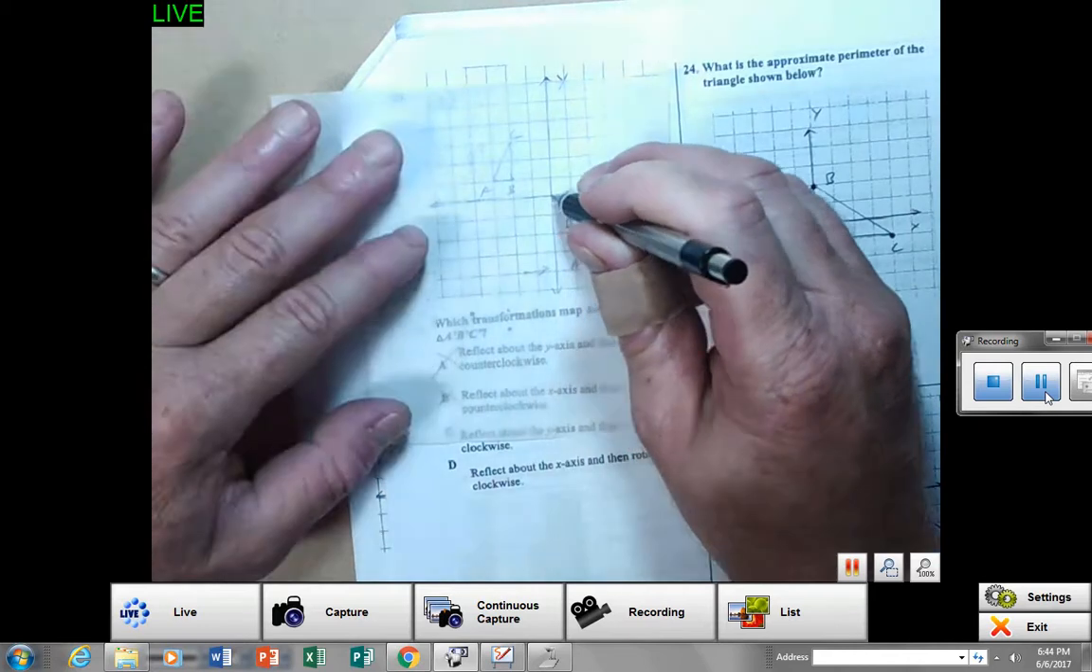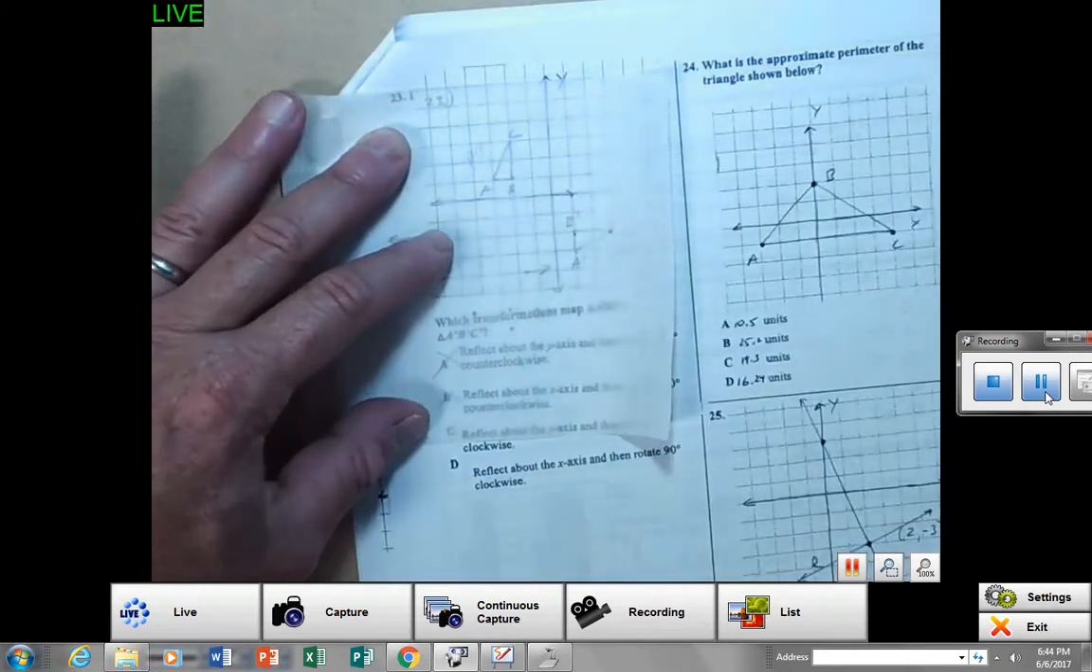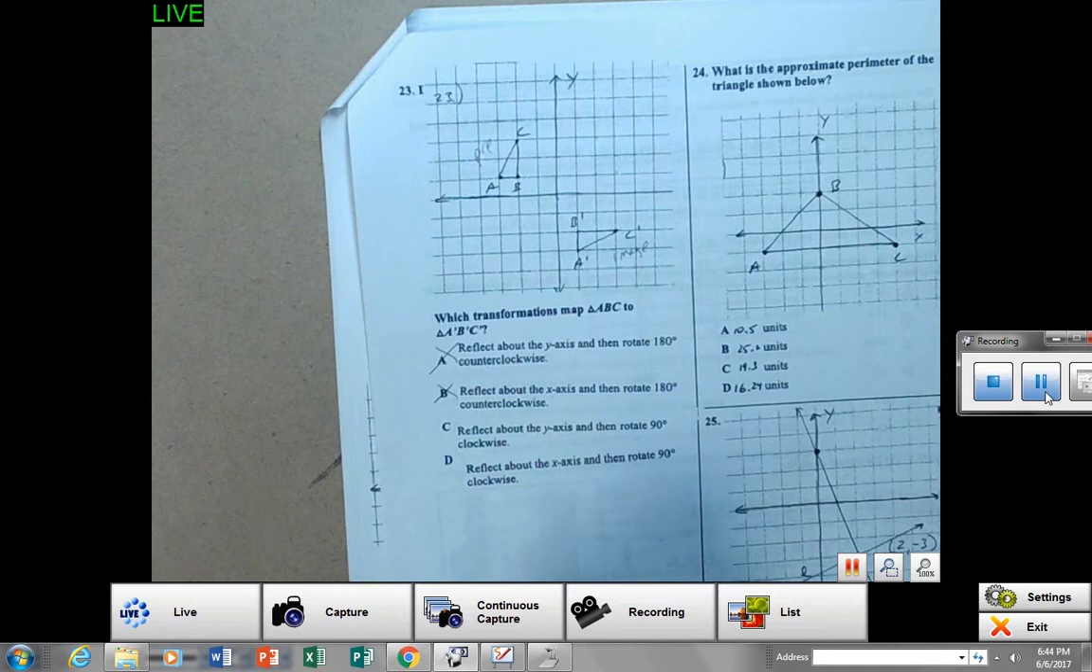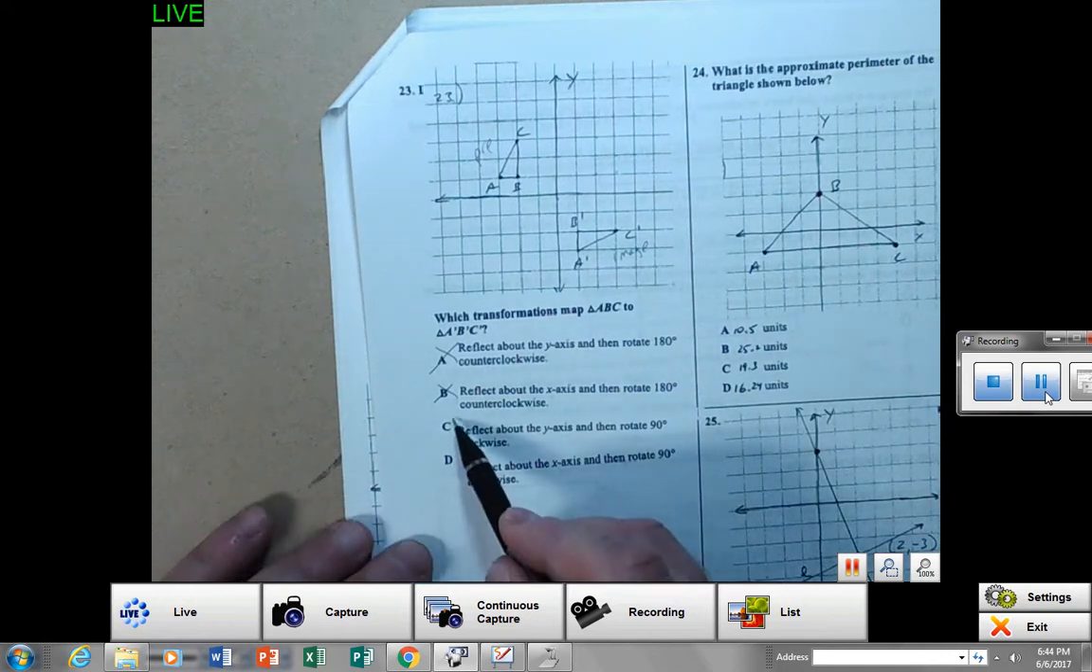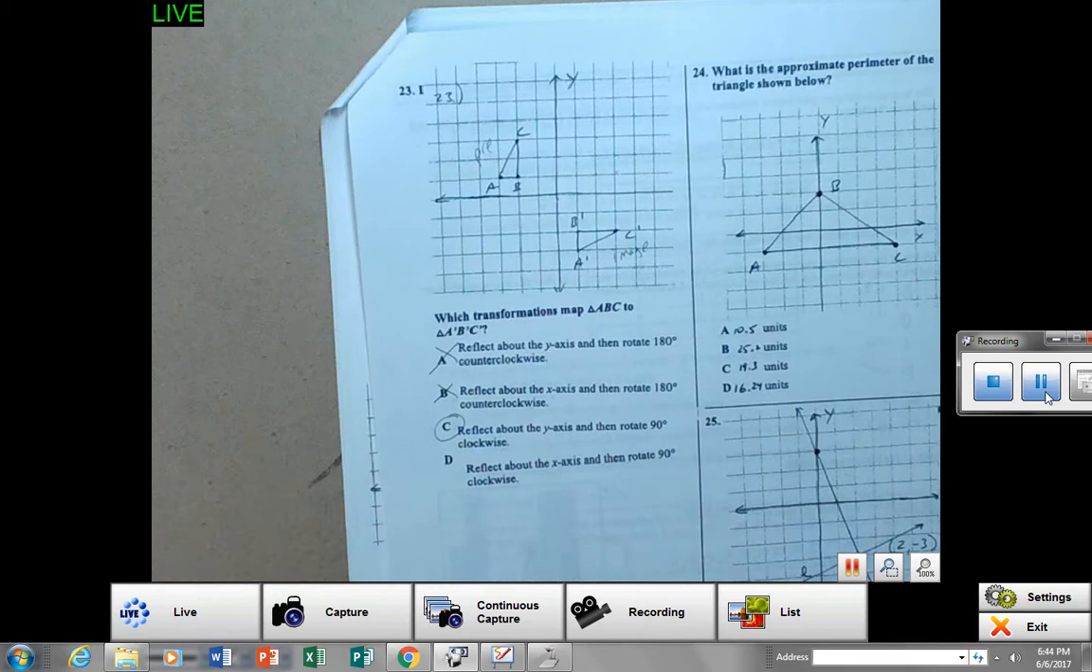Looks like that might be the one. I'm going to double check. Yes, it does look like that one is the correct answer. You might need to change that on your key. So let me double check.